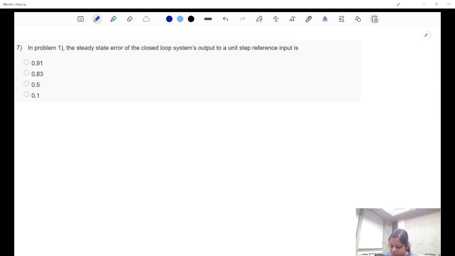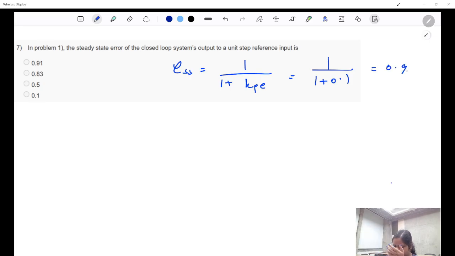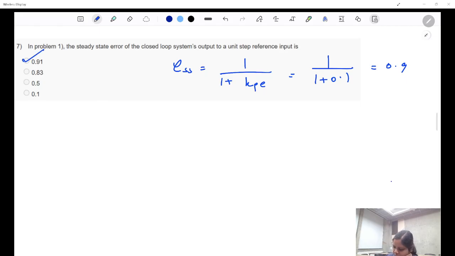Okay, now in the next question, probably this is the last question from the Bode plot. So what is the steady state error? So if you remember, the steady state error is 1 upon 1 plus KPE. So it's gonna be 1 upon 1 plus 0.1. You'll get it equal to around 0.9, right? So your correct answer is 0.9. It should be 0.901 kind of, 0.909, sorry. So it would be 0.91. All right, I hope this is clear completely.